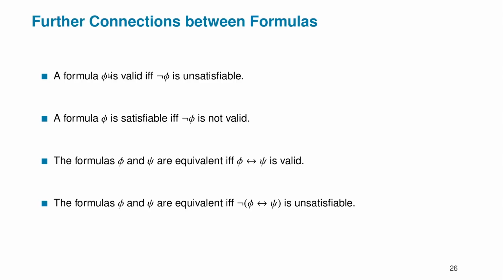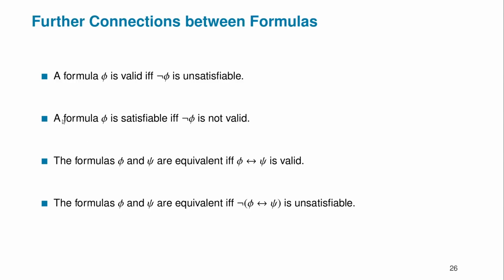A formula phi is valid if and only if not phi is unsatisfiable. So if a formula is valid, it has no counter model. All assignments are models. And therefore the opposite of this formula, the negation of the formula, is unsatisfiable. Because every assignment is a model of phi, therefore not phi has no counter models, has no models, and therefore it's unsatisfiable.